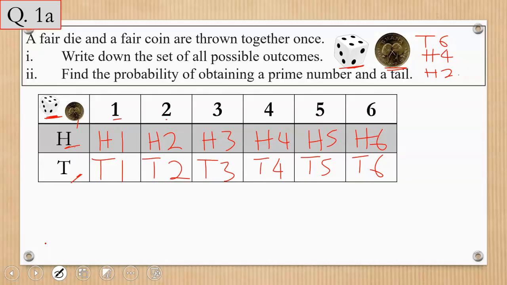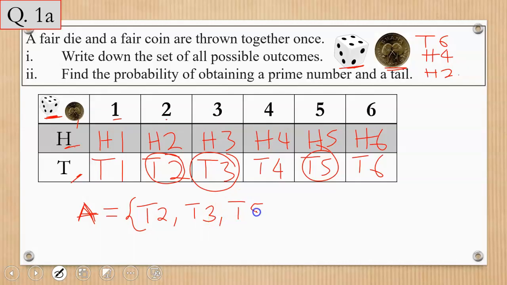So now the question wants us to find the probability of obtaining a prime number and a tail. Now let's define an event called prime number and a tail. So for prime number and a tail, we can see a tail and a prime number here, a tail and a prime number here, a tail and a prime number here. So we have T2, T3, and then T5. And so this implies the number of the event A is equal to 3.